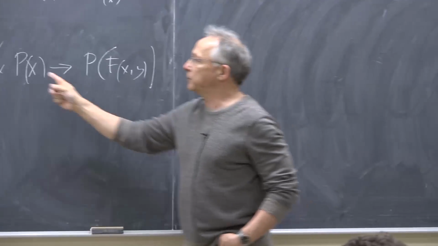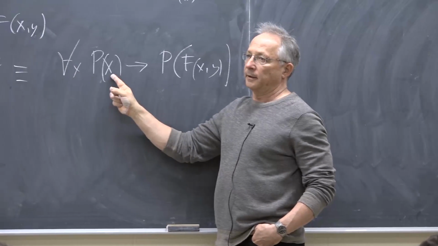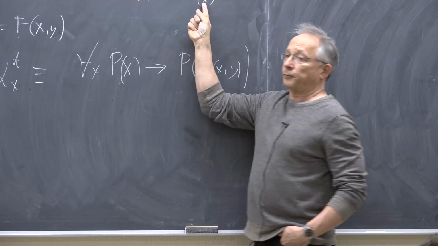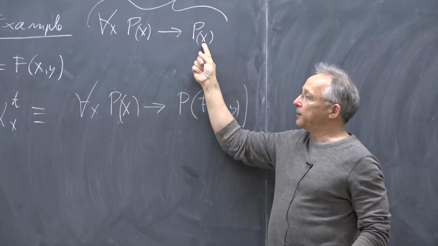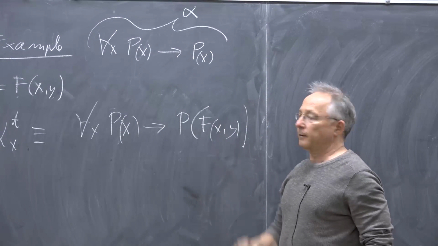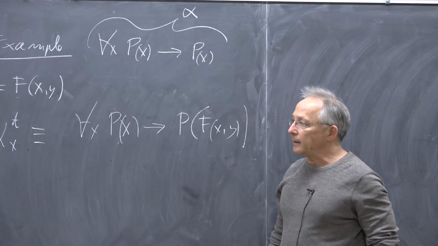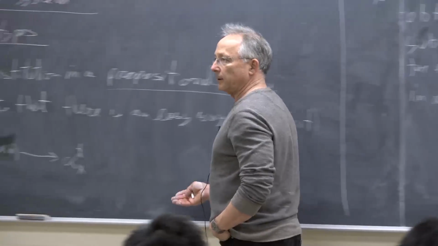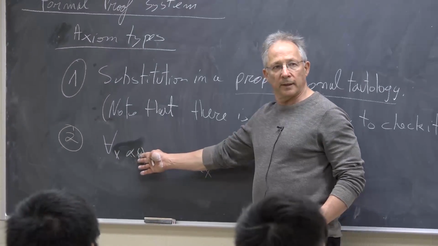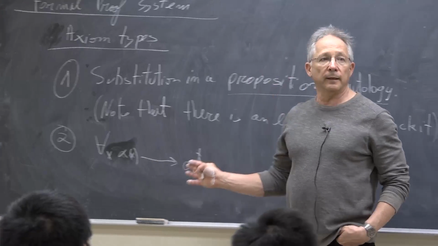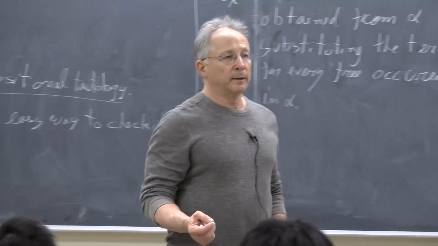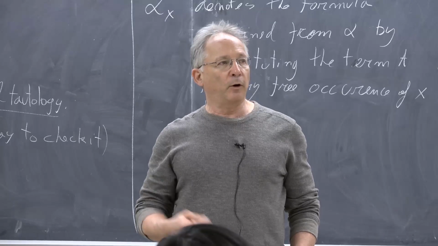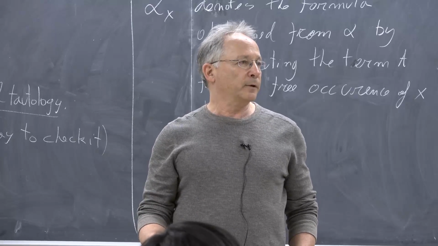Right. For every x, p of x, arrows p of f of x y. So notice that nothing changed here because this x was not free. It was bound by the quantifier here. We only substitute for the free occurrences of x. So this axiom states what is the meaning of for all. If for all x, alpha of x holds, then no matter what I substitute for x, alpha of this t will hold. T, a term, just denotes an element of my universe. So if I have for all x, alpha of x, then alpha should hold for every term t.